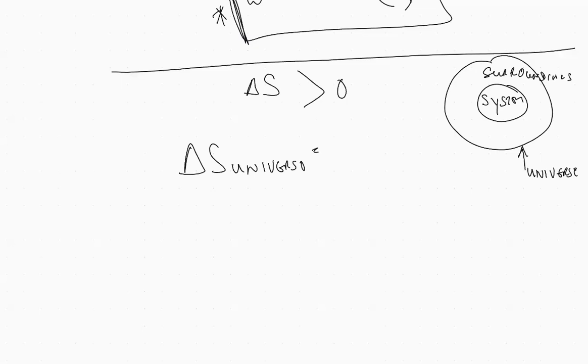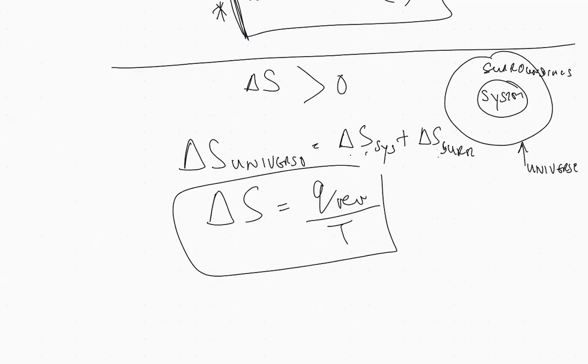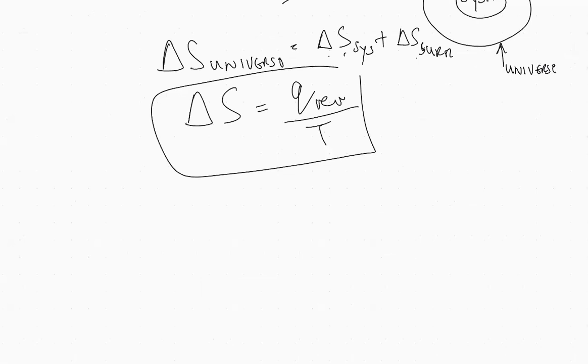Now, in a reversible reaction, we studied this bit too. Delta S is equal to Q, remember it's reversible, over T. So there'll be the Q reversible for the system and Q reversible for the surroundings. For the universe, it will be Q reversible for the system plus Q reversible for the surroundings together.